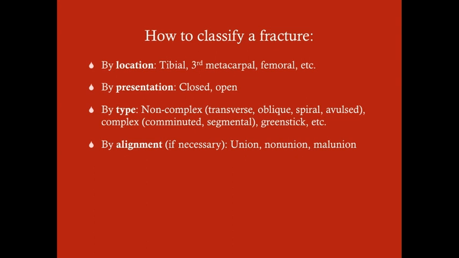The type of fracture is going to be what we spend most of our time talking about here. There are the non-complex fractures, which you could think of as just one line of damage, whereas in the complex fractures, there are multiple lines of damage. And then a greenstick fracture is typically seen in children, and that doesn't really fit into either category. And then by alignment, if you have a complete fracture, you're going to want to know if the fracture is in union, non-union, or malunion. Now, if you're an orthopedic surgeon, you'll probably say this is a little too simplistic, but for the purposes of the USMLE, this is as much as you need to know.